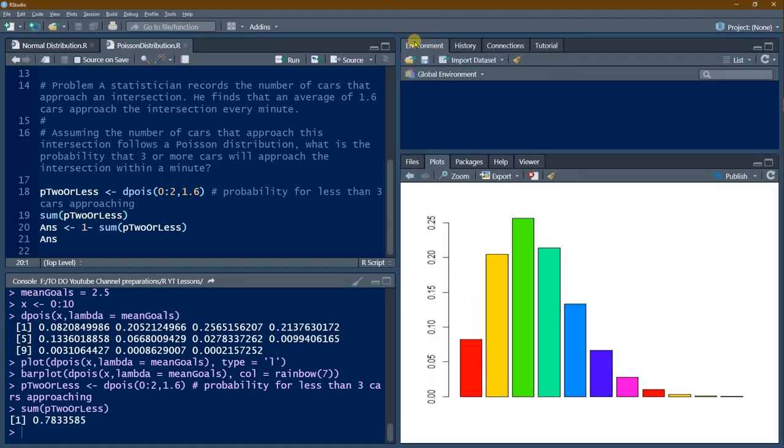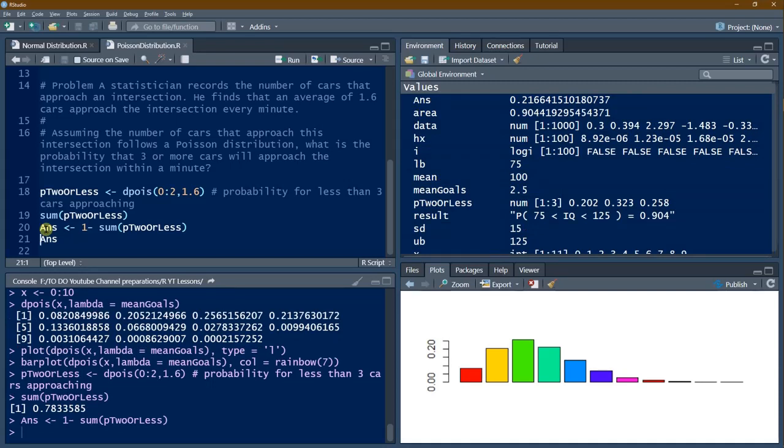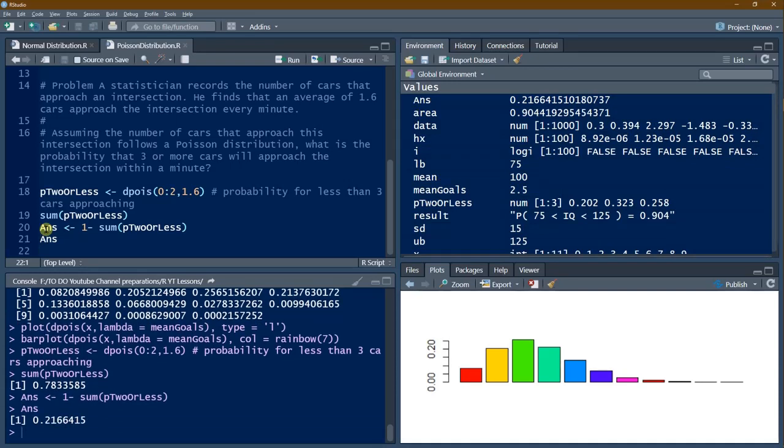You can also see the environment. Here for P2, we got 20% probability, 32% and 25.8%. That means 3 probabilities are there for the cars: 0 cars approaching, 1 car approaching, or 2 cars approaching. Now we have summed up this probability, and we will subtract it from 1. So we are getting an answer of 21.66%. That is the probability that 3 or more cars will approach, because we found the probability for up to 2 cars and subtracted that from 1.